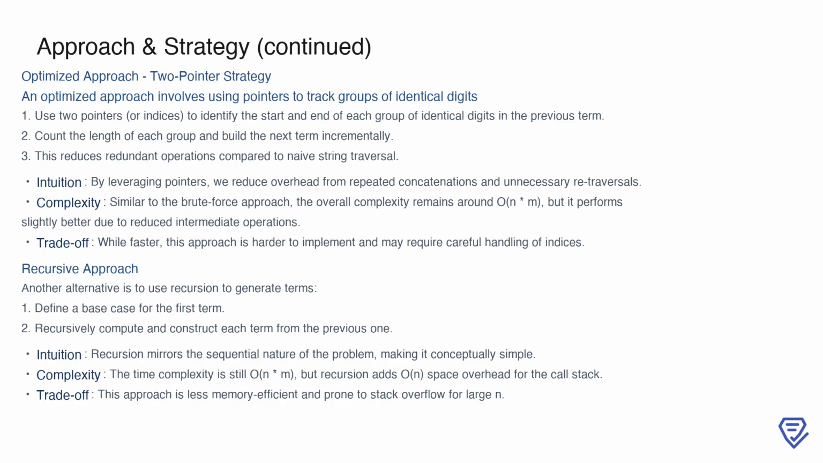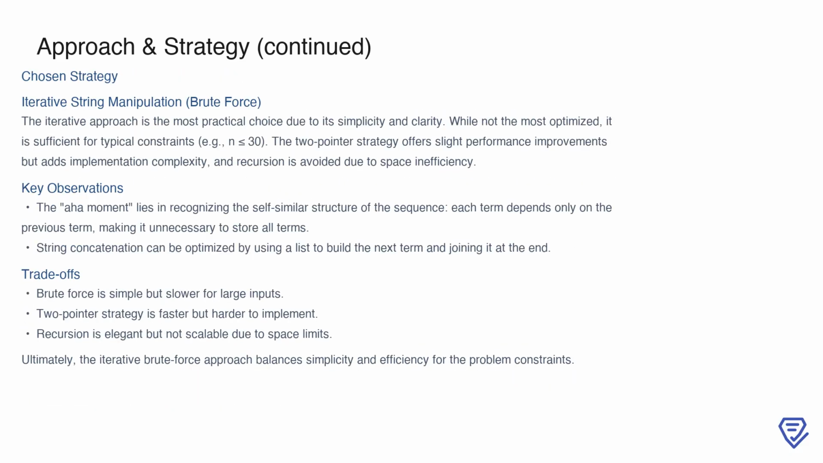Both these alternatives, two-pointer and recursion, offer unique advantages but also introduce additional complexity or limitations compared to the brute force method. Given these options, the iterative brute force approach emerges as the most practical choice for this problem. While it is not the most optimized, it is straightforward to implement and sufficient for the typical constraints of the problem, such as n being less than or equal to 30. The two-pointer strategy, though faster, adds complexity to the implementation, and recursion is avoided due to its space inefficiency and the risk of stack overflow for large inputs.